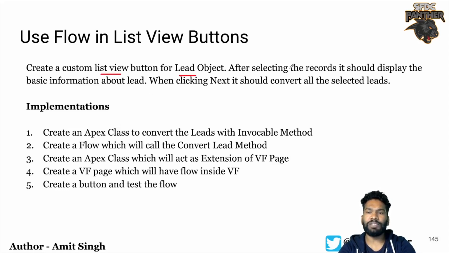Whenever the user selects multiple records and clicks on the list view button, Convert Lead, it will display the basic information about the leads, like name, company, and email. And when we click on the Next button, it is going to convert the selected leads. So that's what we are going to do.